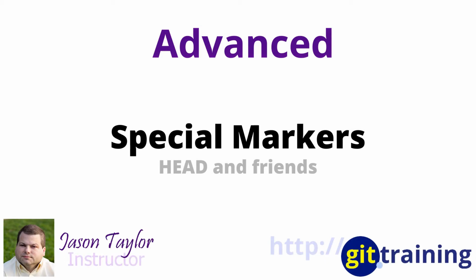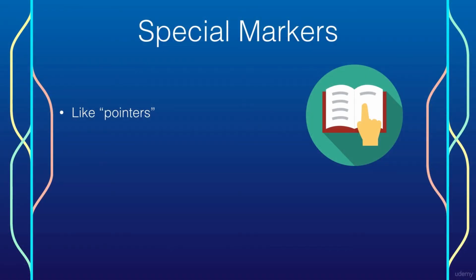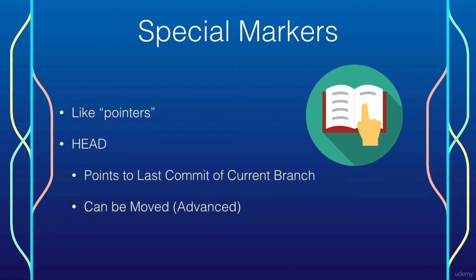In addition to branches, tags, and other labels for commits, Git has special markers or pointers. One popular marker is called head. Head is normally the last commit of the current branch. That means that as we switch branches, the location of head moves to match the last commit location of that branch. While this is generally true, it is also possible to manually move the head location someplace other than the last commit. We'll cover that in the advanced section of this course. For now, head points to the last commit of the current branch.